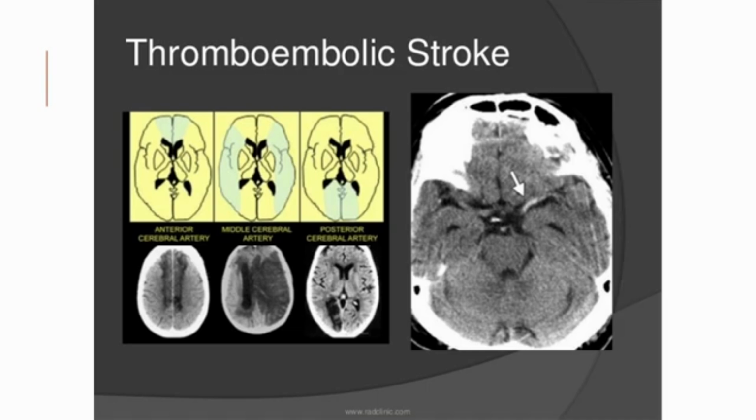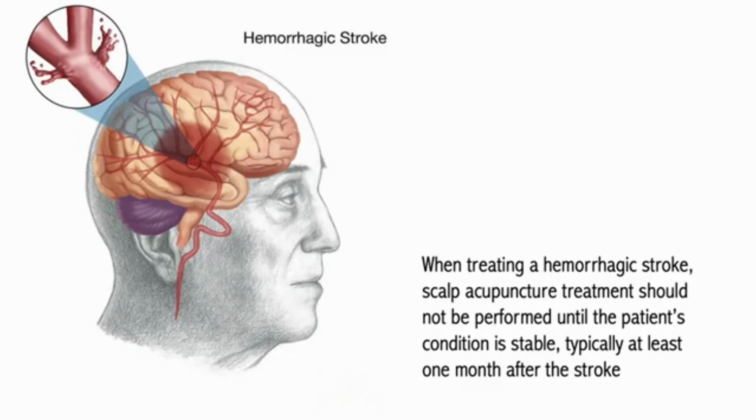Among the disorders mentioned above, the most common problems are generally paralysis due to stroke, multiple sclerosis, and traumatic injury. When treating stroke from thrombosis and embolism, scalp acupuncture treatment should begin as soon as possible. When treating a hemorrhagic stroke, scalp acupuncture treatment should not be performed until the patient's condition is stable, typically at least 1 month after the stroke.